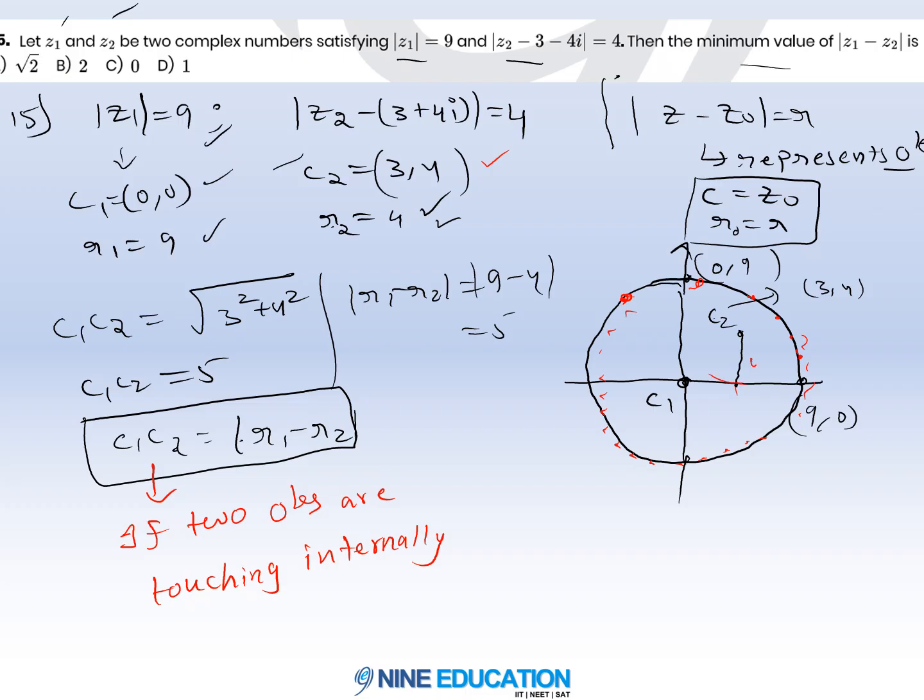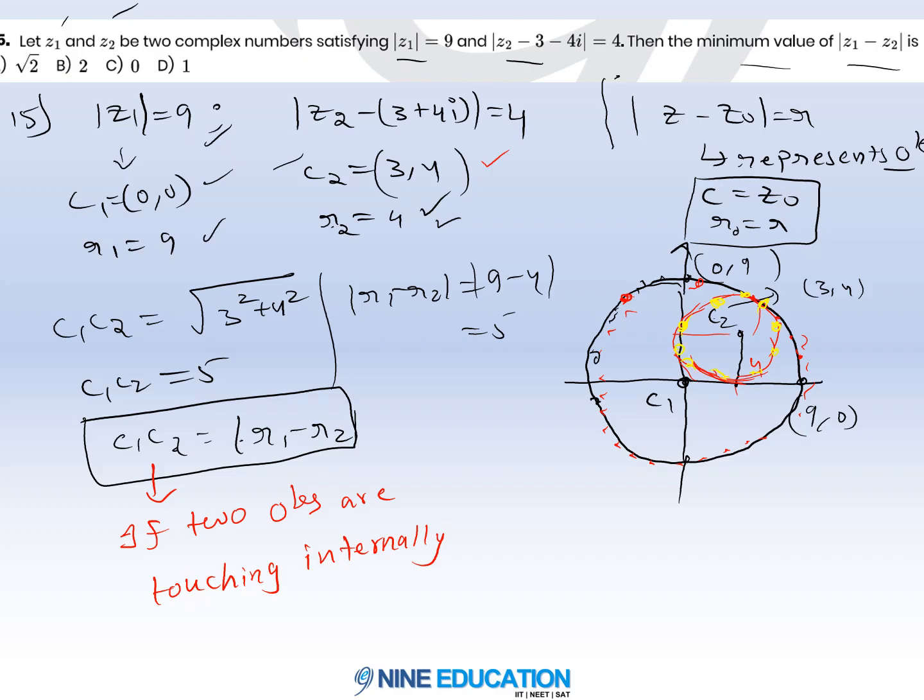Okay, so it is 4 here. So radius is also 4. Definitely the x-axis will be tangent. This length is 3, so our circle will cut the y-axis and it will touch circle C1 in this way, right? So we need to find the minimum value of |Z1 minus Z2|. It is the distance between 2 points. See, Z1 is any point on circle 1. Z2 is any point on circle 2 here. This is Z2.